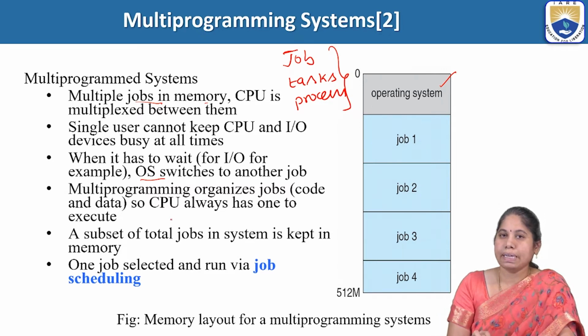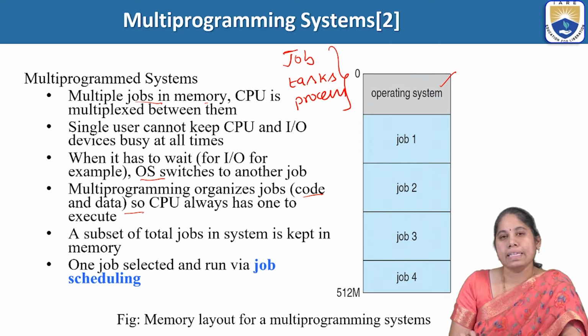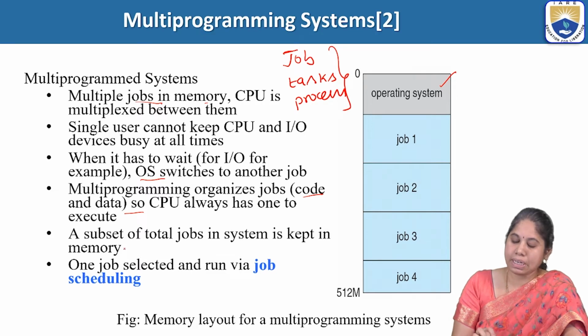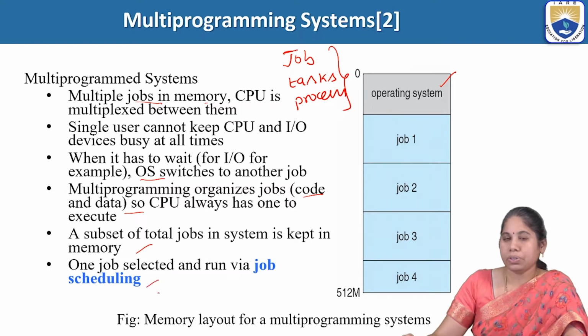So multiprogramming organizes jobs, code and data so the CPU always has one to execute. In other words, a subset of the total jobs in the system is kept in memory, and one job is selected and run via the job scheduler. The job scheduler picks a job from memory and sends it for execution.